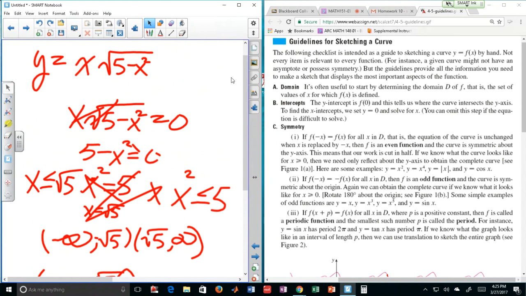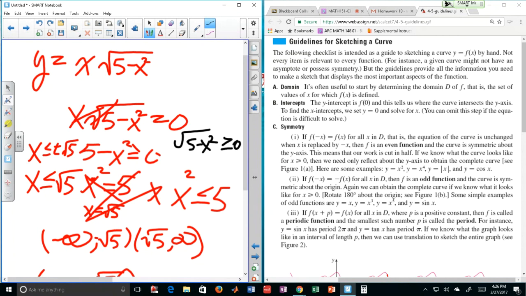So you need to say 5. What does this say? x is less than or equal to plus or minus root 5. Yeah. Well, it doesn't. It has to be greater than or equal to negative square root of 5 and less than or equal to the square root of 5. Because I think what's going on is that the square root of 5 minus x squared has to be greater than or equal to 0.